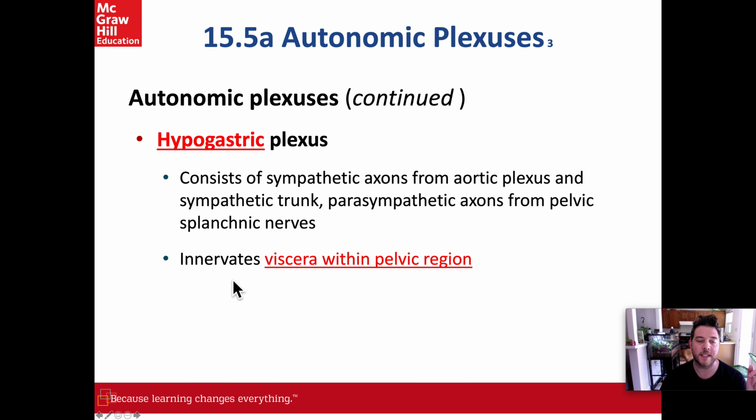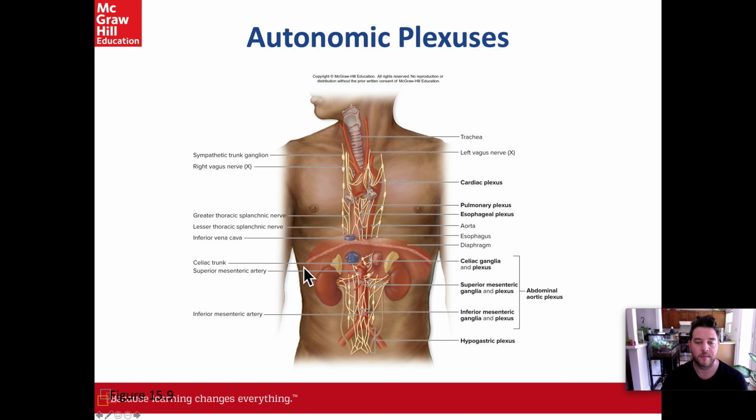Your hypogastric plexus innervates viscera within the pelvic region. Okay, so that is just an overview with the different plexuses: the cardiac, pulmonary, esophageal, abdominal aortic, hypogastric, and some of the nerves labeled.